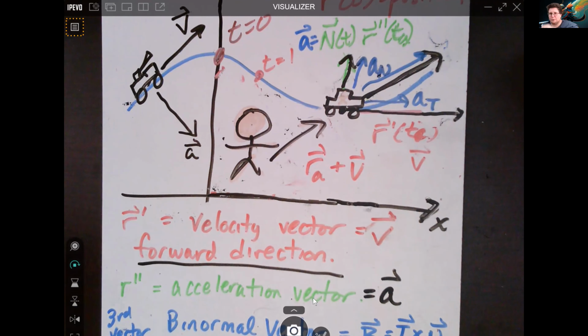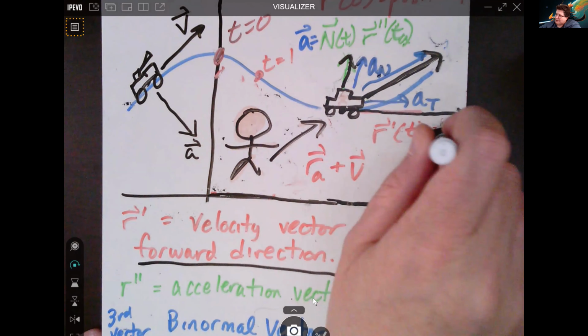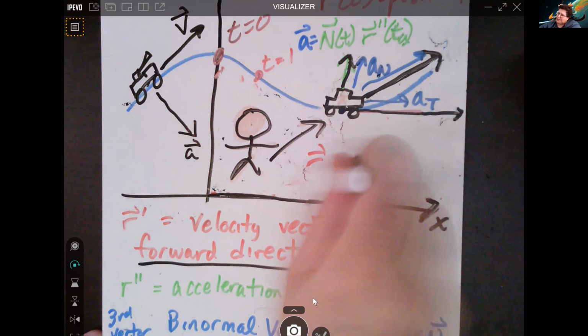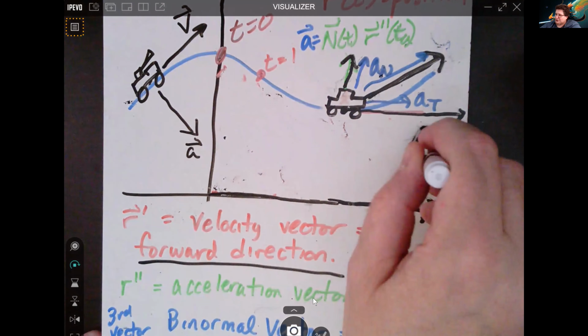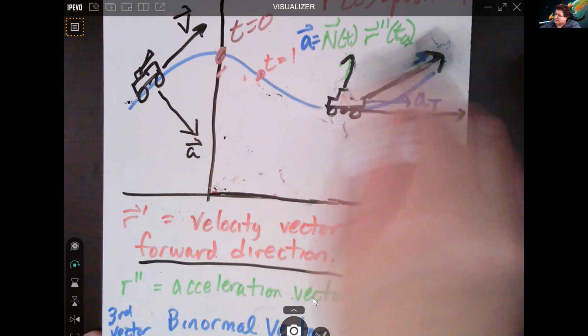So that's our big picture, at least in terms of physics. But we need to learn the mathematics to do all this. That's why we're not talking about it in terms of acceleration or velocity. We're just talking about it in terms of the tangent vector and the normal vector for right now.